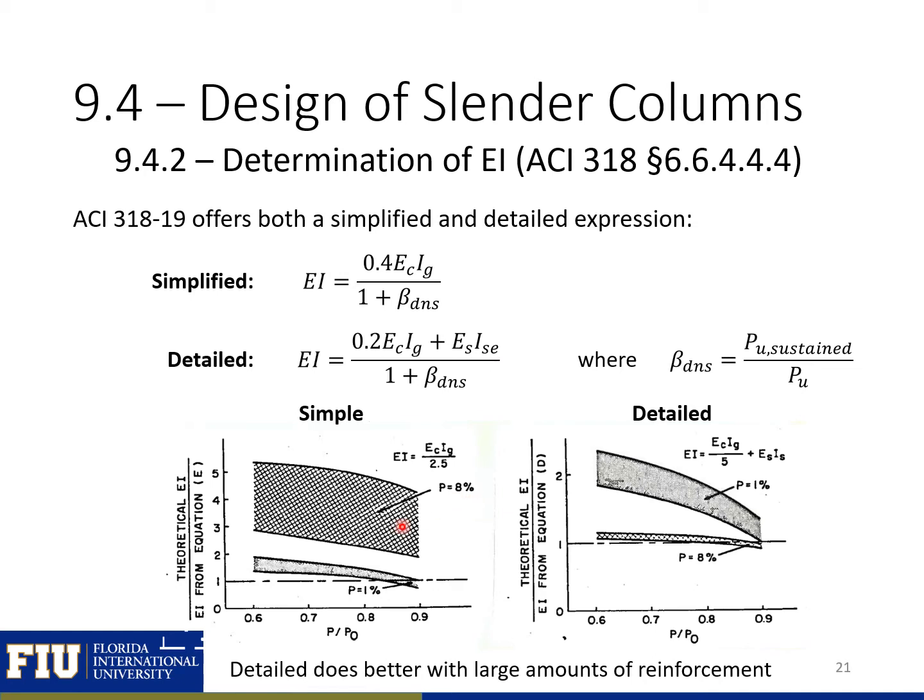You can see that our simplified expression will do a better job for columns with small reinforcement ratios because it doesn't consider the steel, but it'll be conservative with really large amounts of reinforcement, so high reinforcement ratios. And our detailed expression will do a better job with larger reinforcement ratios. So here where our rho equals 0.8, we're going to be closer to 1.0. So actual stiffness is right around where our estimated stiffness is, compared to here where we're overestimating or underestimating our stiffness quite a bit. So the detailed expression does better with large amounts of reinforcement.